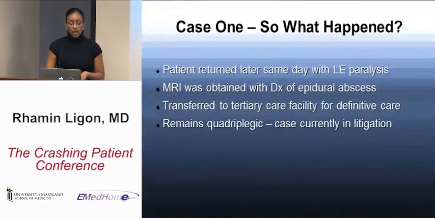So what happened? Why are we talking about this case? This was an extremely unfortunate case. Patient came back later the same day with a bilateral lower extremity paralysis and the beginnings of an upper extremity paralysis on one side. He did get an MRI and had a diagnosis of an epidural abscess. The patient was transferred to a tertiary care facility for definitive care, but unfortunately remains a quadriplegic, and this case is currently in litigation with a very high dollar figure attached to it.